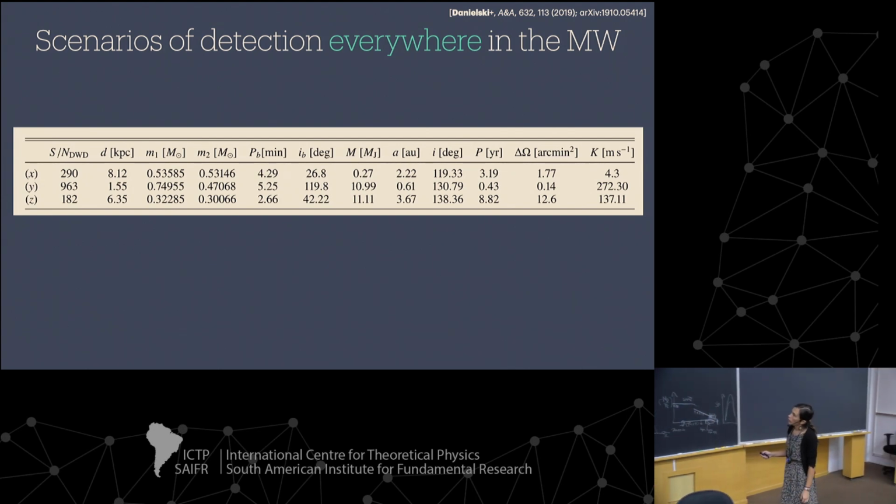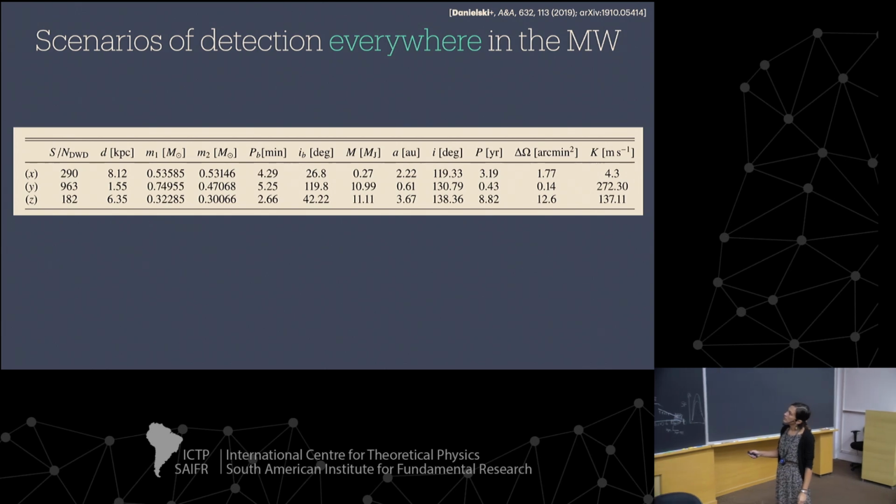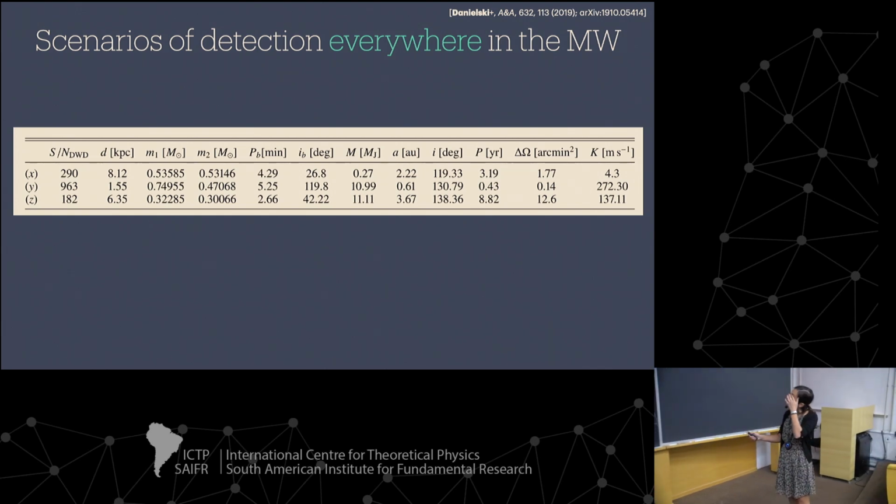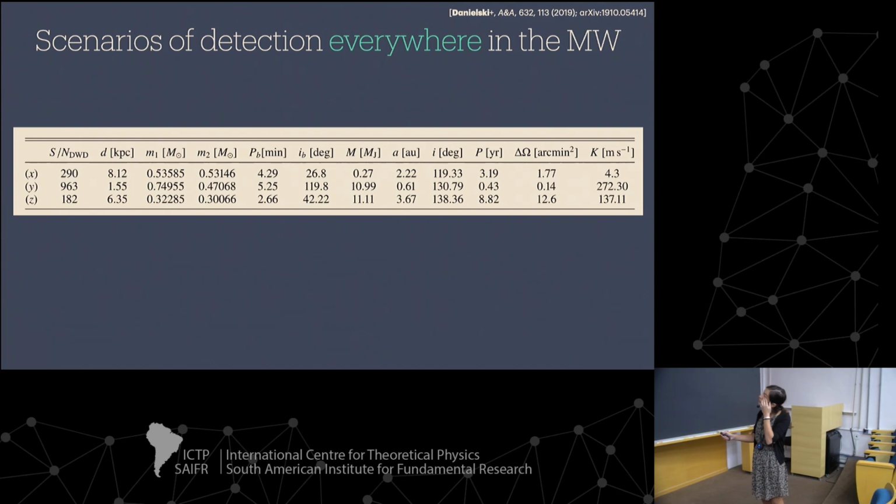Then you will ask, okay, but this one has a signal to noise of 9063. In that case, it's just a mass of 1099. But this was, which distance? Wait, there was something else.